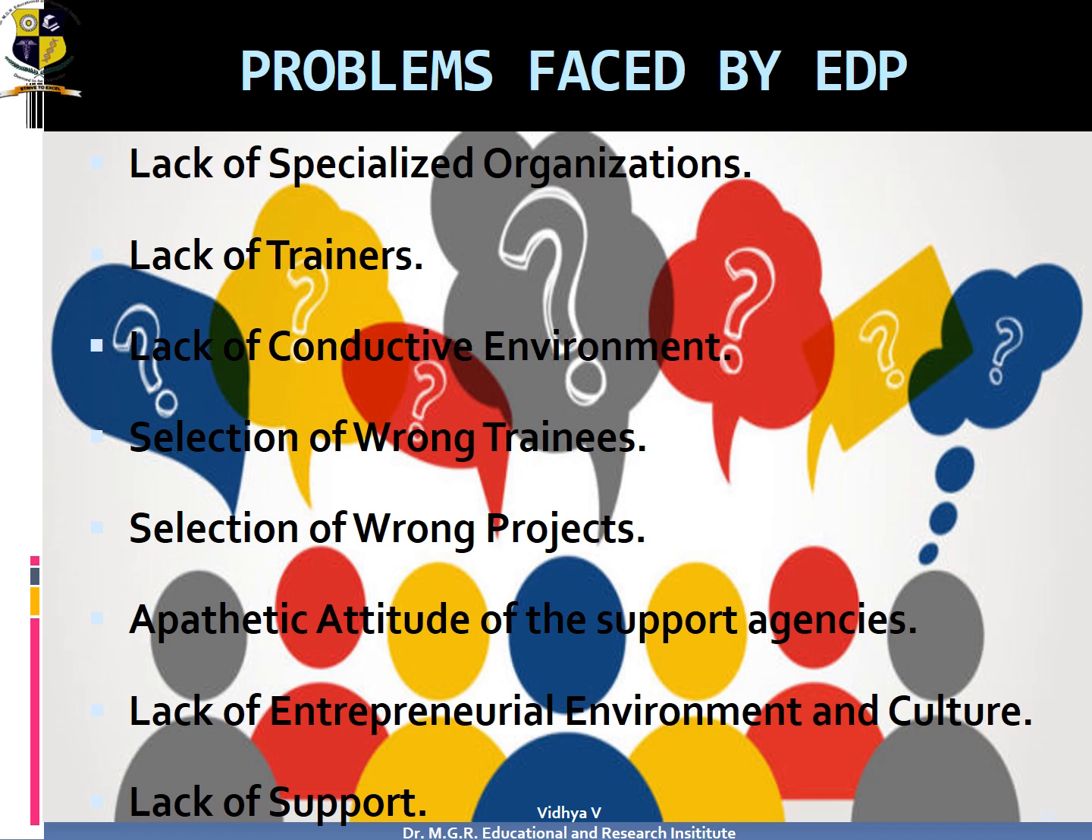The sixth one is apathetic attitude of support agencies. The apathetic attitude of support agencies like banks and financial institutions toward entrepreneurs stands as another hurdle in the success of EDPs. Next is lack of entrepreneurial environment and culture. In our country, there is actually a lack of entrepreneurial environment and culture, which is a must for healthy development of entrepreneurship. If the environment is not conducive, entrepreneurs may find it difficult to start their ventures. The last one is lack of support. After training, entrepreneurs need adequate counseling, support services, etc. for grounding their projects. In our country, follow-up action is not adequate, which creates a lot of trouble for entrepreneurs.